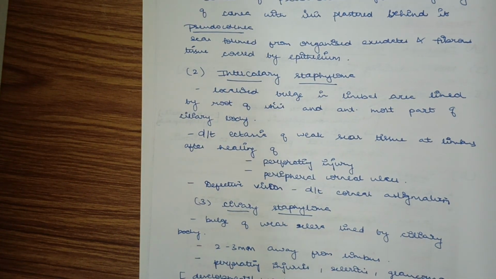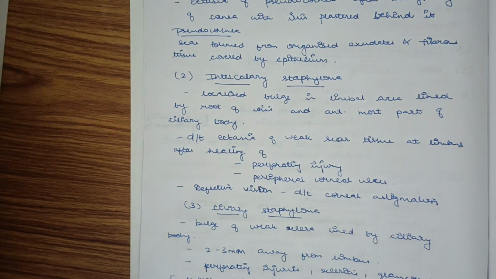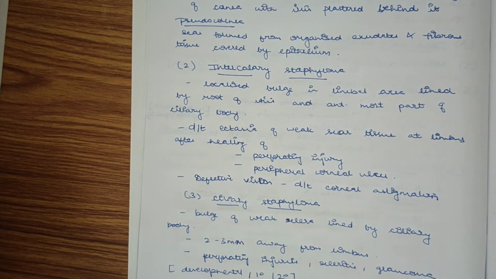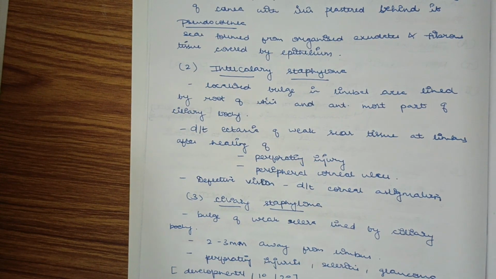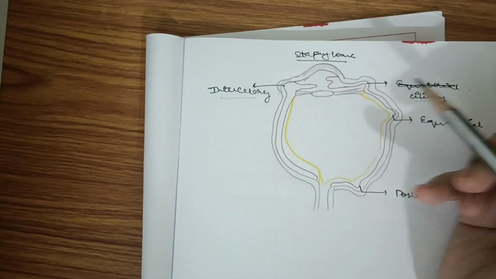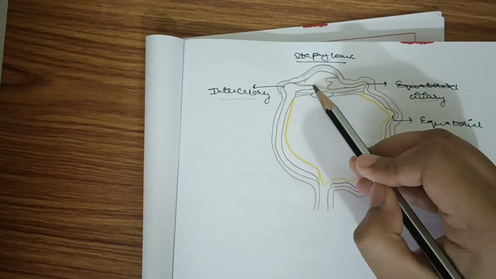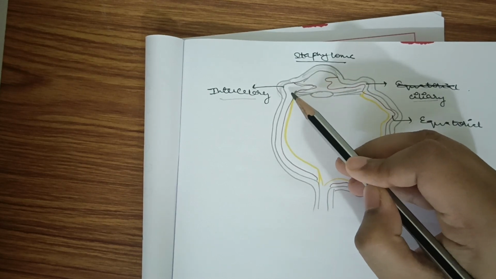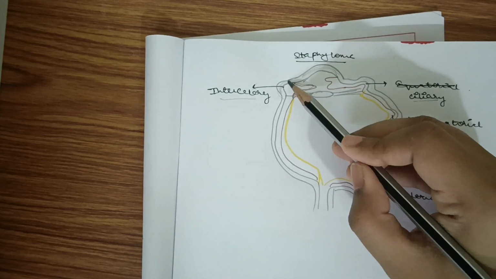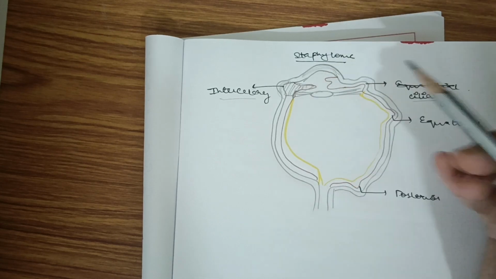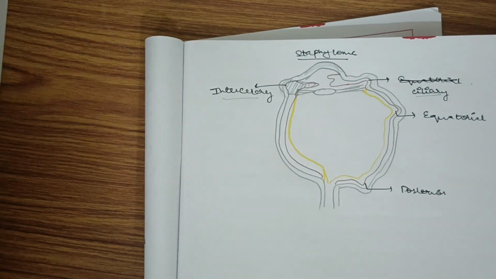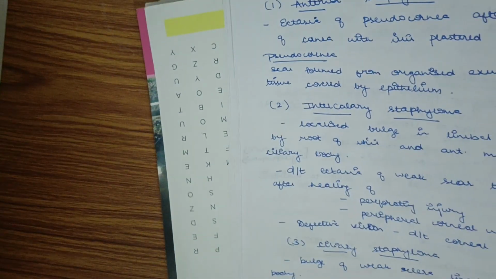Intercalary staphyloma. Intercalary staphyloma is a localized bulge in the limbal area which is lined by the root of the iris and the anterior-most part of the ciliary body. So we have seen in this diagram that this is the intercalary staphyloma. So at the limbus there is iris and the anterior-most part of the ciliary body. So this staphyloma will be lined by the iris and the anterior-most part of the ciliary body.